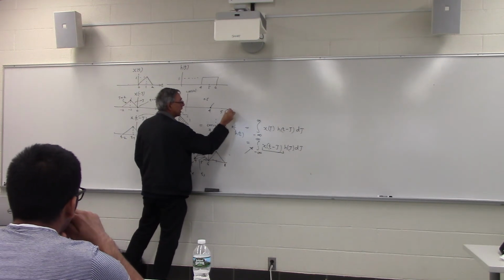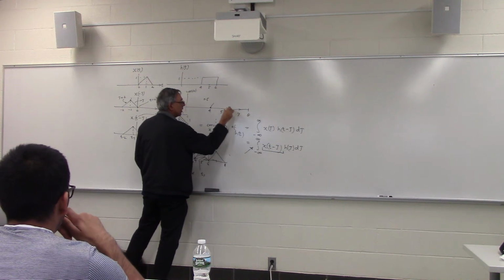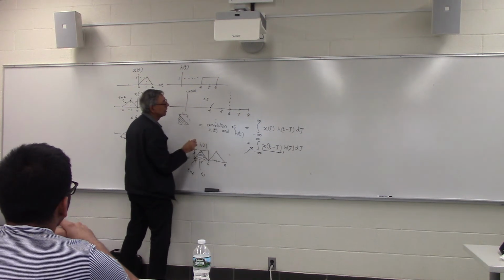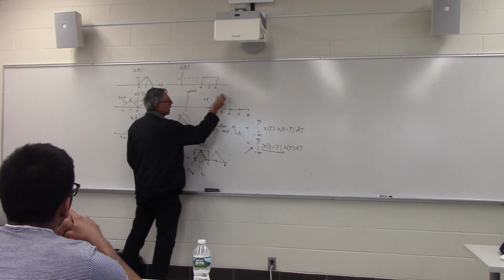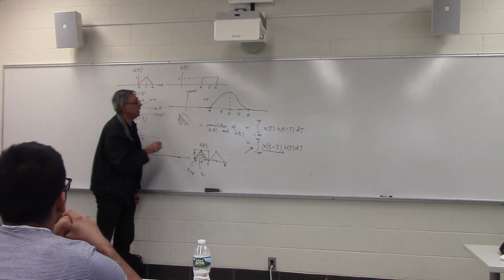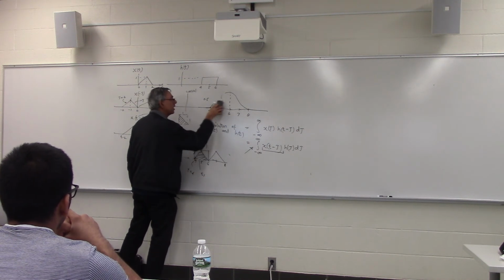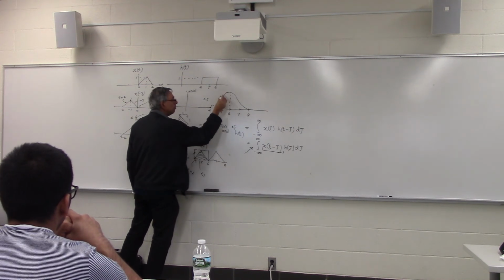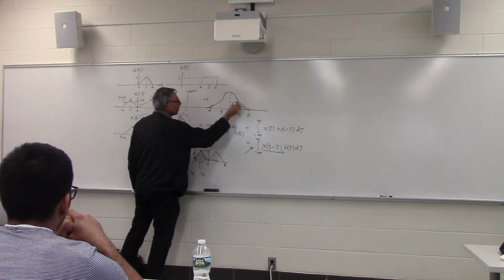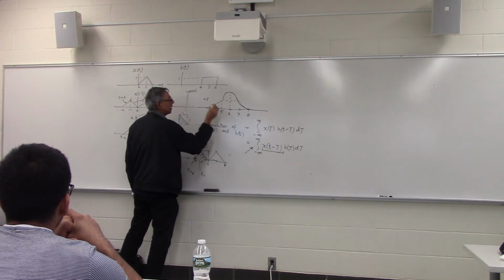4, 5, 6, 7, 8. So it will look something like this. Okay, what's the value at 5? Okay, actually, this should be a little bit better. Okay, so this is basically 0.5.